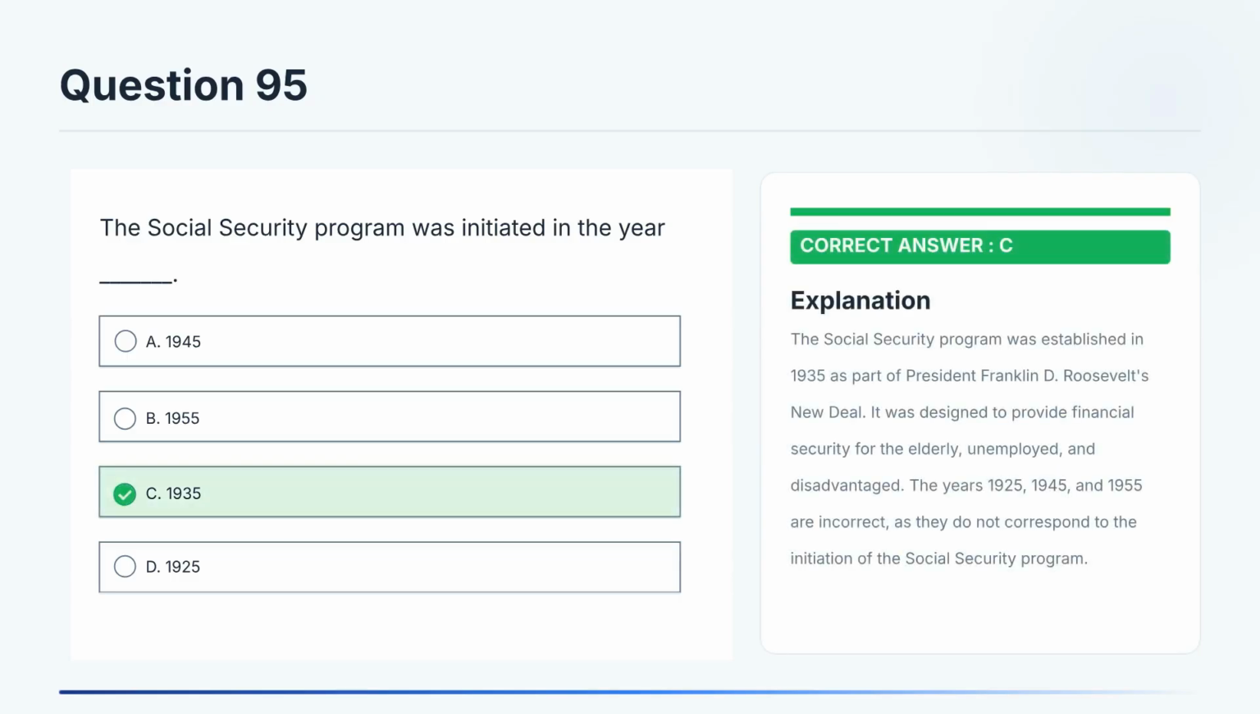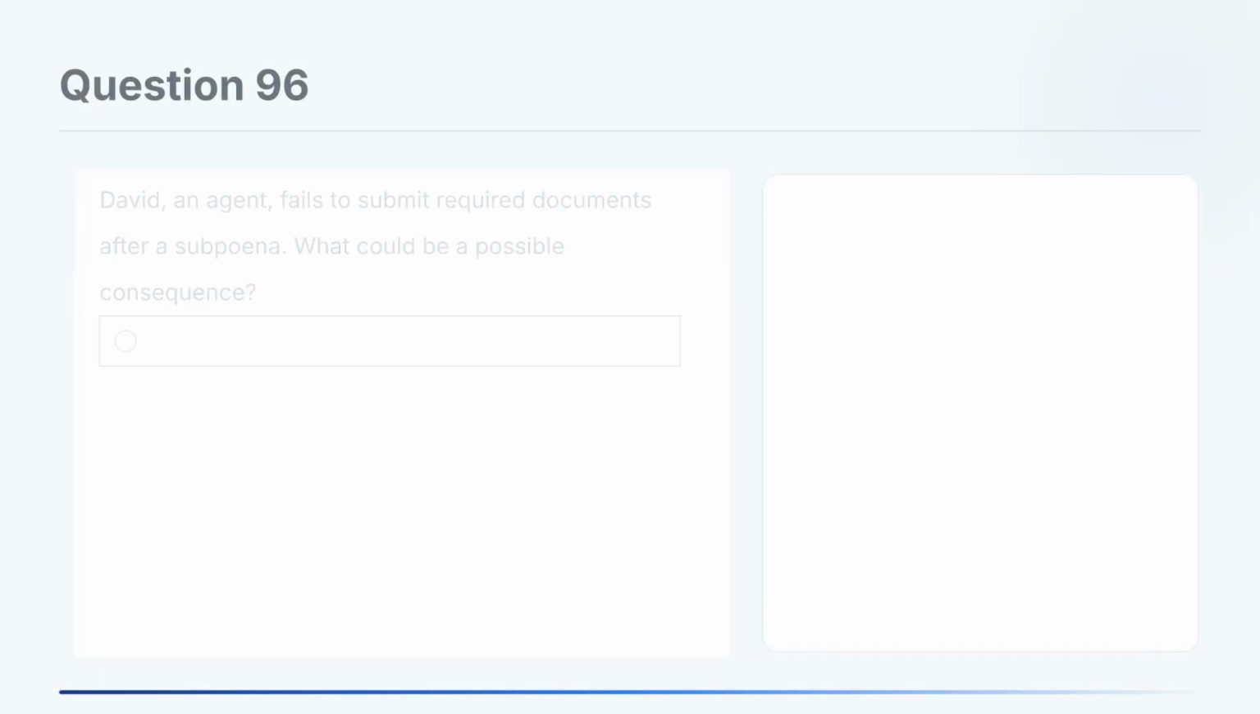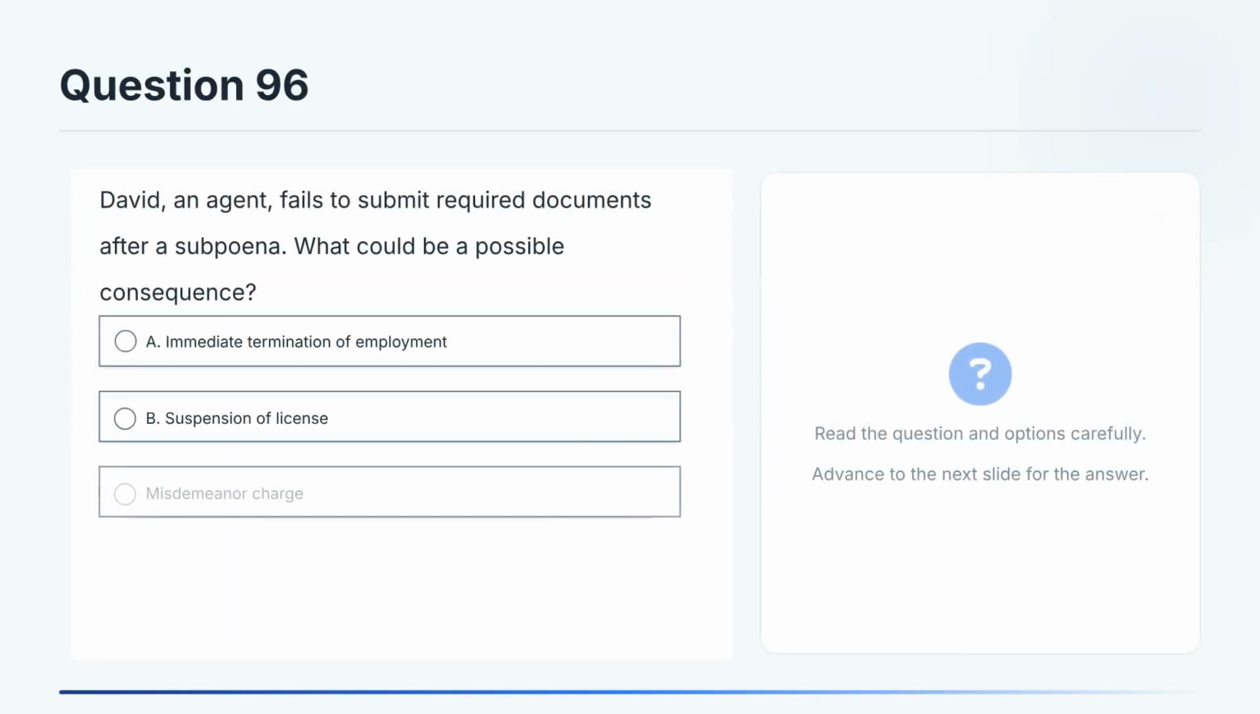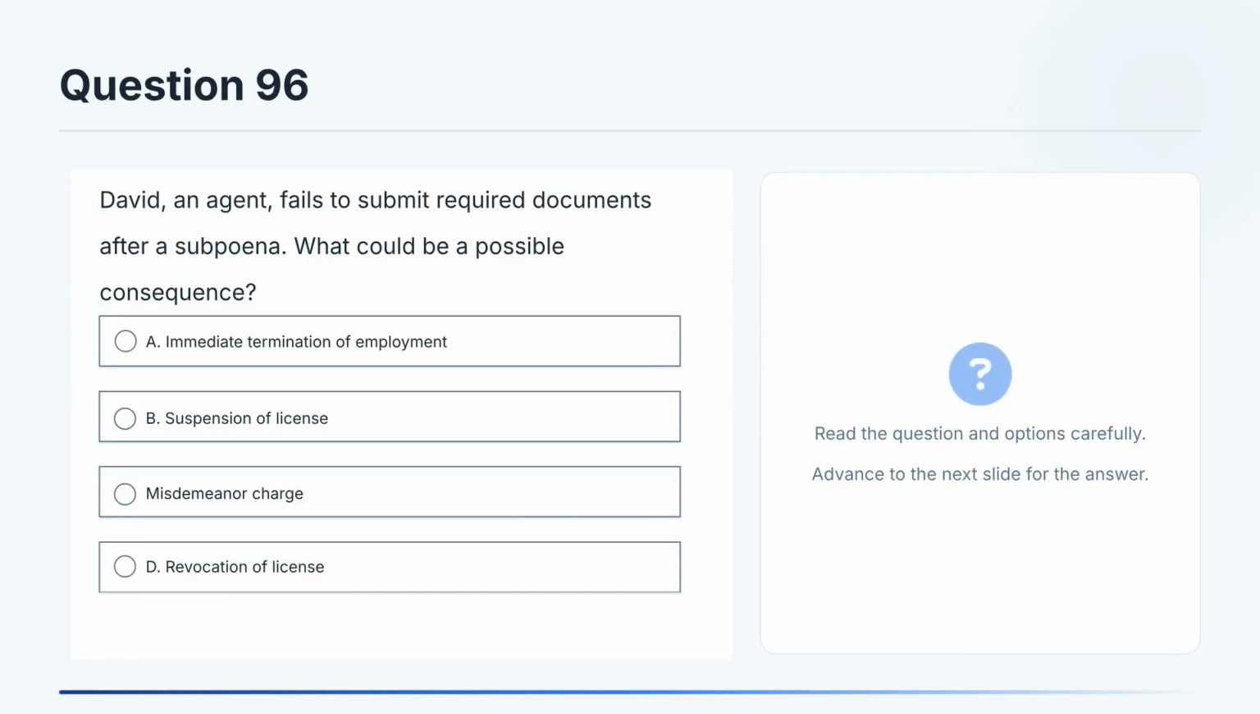The answer is C, 1935. The Social Security program was established in 1935 as part of President Franklin D. Roosevelt's New Deal. It was designed to provide financial security for the elderly, unemployed, and disadvantaged. The years 1925, 1945, and 1955 are incorrect, as they do not correspond to the initiation of the Social Security program.